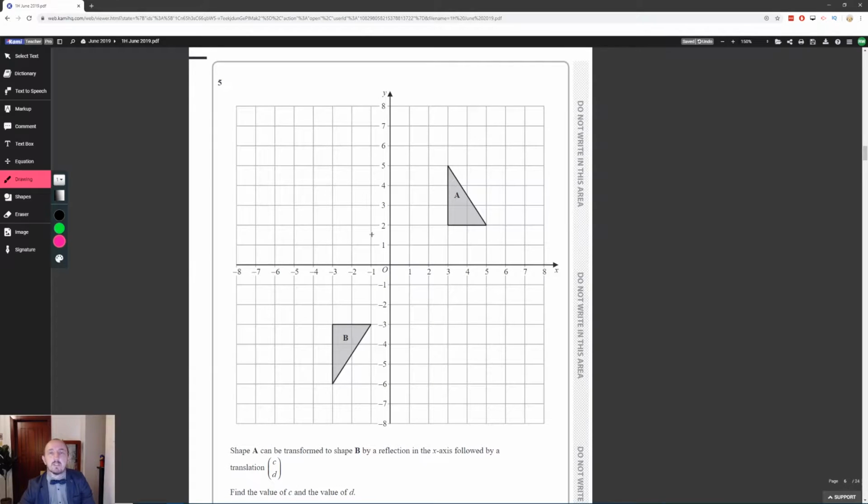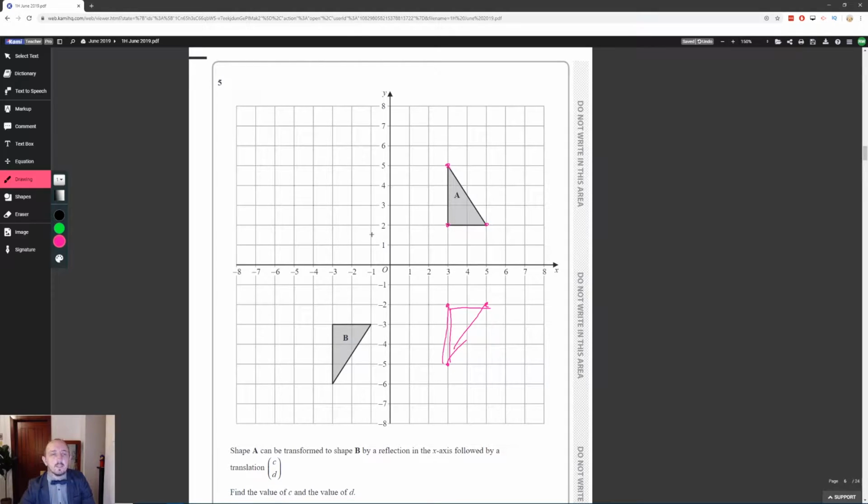Question 5, we're doing a reflection in the x-axis. To get from each point to the x-axis, we can count how many squares and do the exact same on the other side. So from this corner we're going down 2, so we'll go another 2, and from this corner at the top we're going 1, 2, 3, 4, 5. So 1, 2, 3, 4, 5 down there. So that's the reflected shape here.